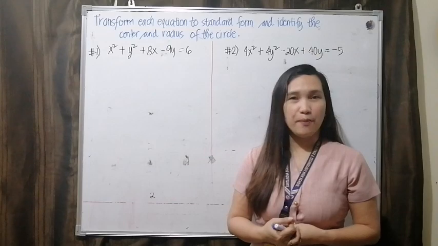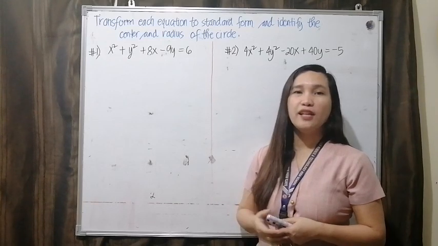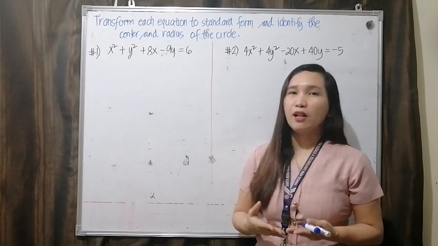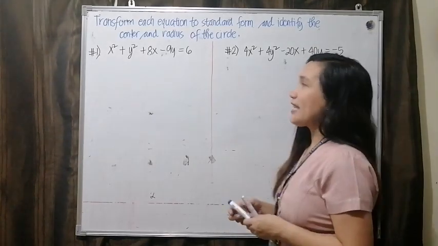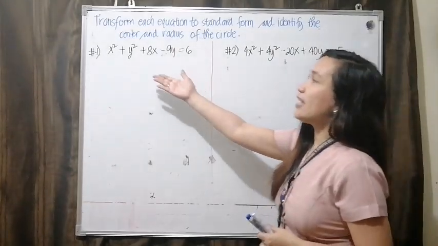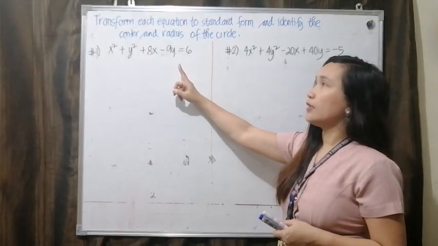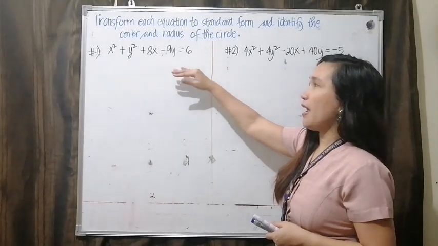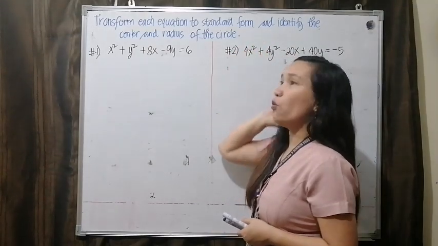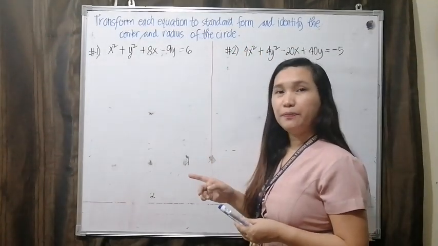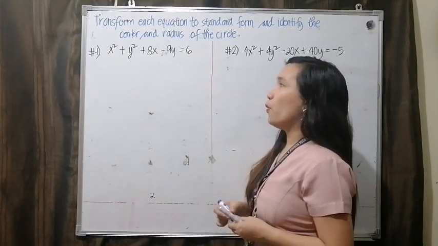Let us now proceed to our examples. Again, we are tasked to transform each of these equations to standard form and be able to identify the center and the radius of these circles. So let's have example number 1. The given is x^2 + y^2 + 8x - 9y = 6. In transforming, guys, in expressing this to standard form, first make sure that the numerical coefficient of x^2 and y^2 is equal to 1. Okay? Since the numerical coefficients are equal to 1, we can proceed to our method.